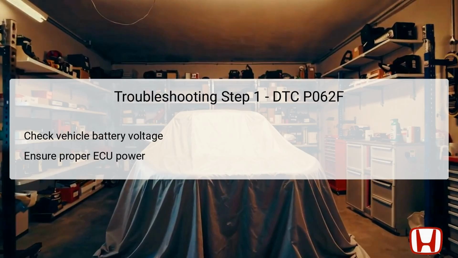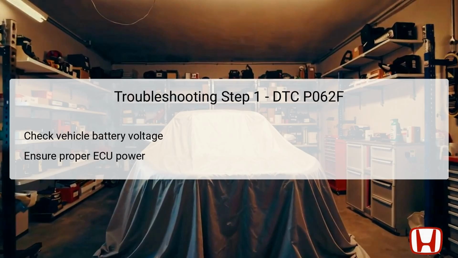The first troubleshooting step for addressing DTC P062F involves checking the vehicle's battery voltage. The efficacy of the Powertrain Control Module, PCM, is heavily reliant on a stable power supply from the battery. If the battery voltage is too low, it can lead to improper functioning of the PCM, preventing it from carrying out necessary data retrieval and writing tasks.